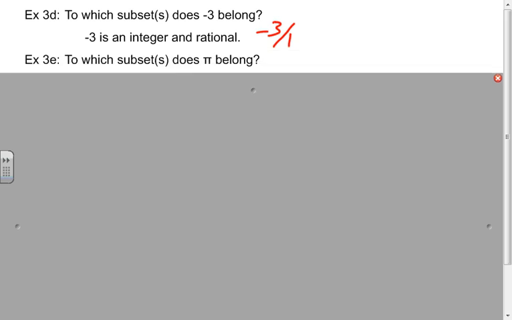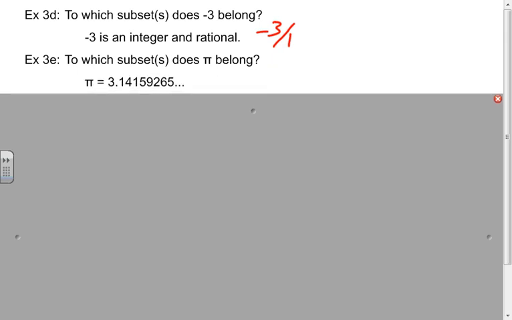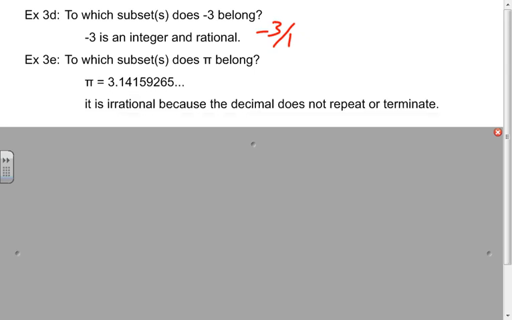To which subset does pi belong? We already talked about it, but I'll explain it again. If you turn pi into a decimal, it's 3.14159265, and it keeps going on and on forever. You don't have the same thing repeating over and over again, and it doesn't stop, so it's irrational. The decimal does not repeat, it does not terminate.